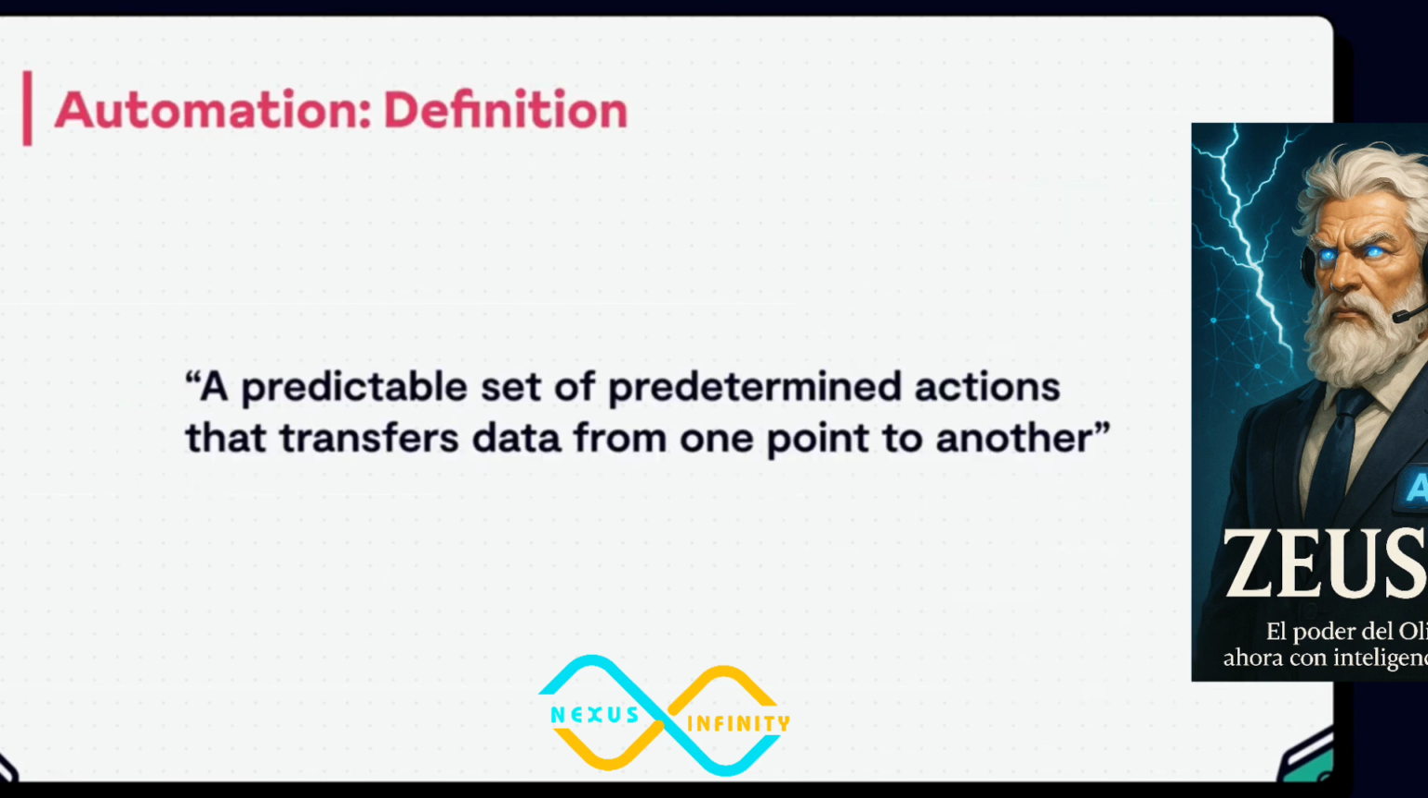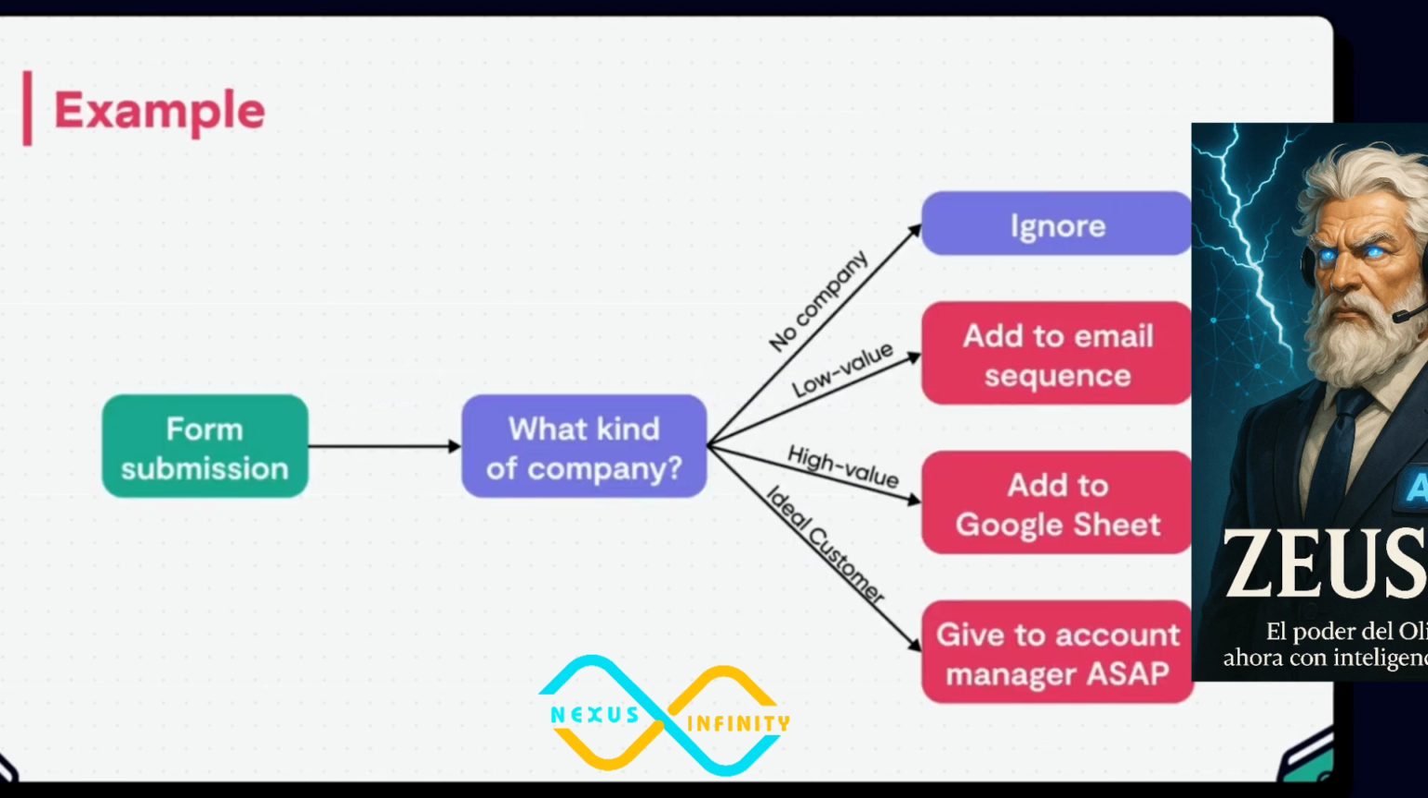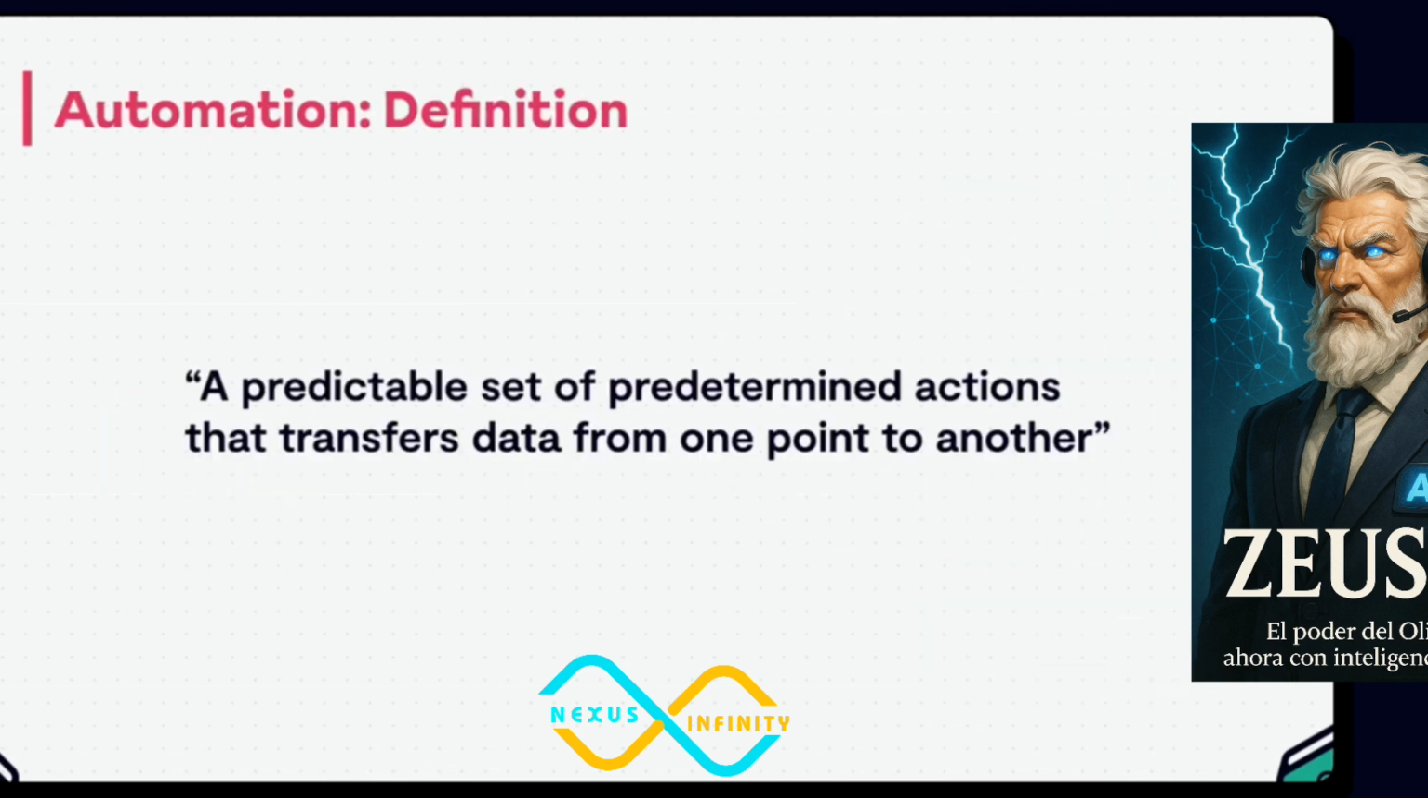As you can imagine, if we do not have a predictable set of predetermined actions, and depending on the kind of company, we weren't able to say, if it's this kind of company we do this, if it's that kind of company we do that, then we wouldn't be able to create an automation because we would have to have some kind of human intervention. Again, if we do not have any data transfer, then we're not really automating anything, so the data transfer explains itself.